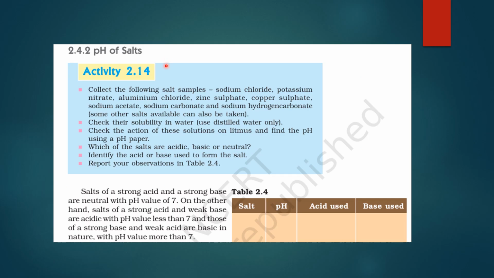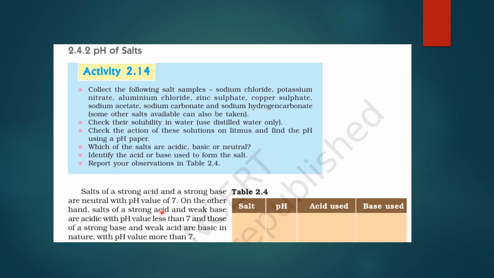Next is the pH of salts. Okay, pH क्या होगा salts का? Salts of a strong acid and a strong base are neutral with a pH value of 7. हमने देखा था pH scale पे जिन compounds की pH value 7 होती है they are neutral. Okay, तो इसमें ये neutral रहेंगे.